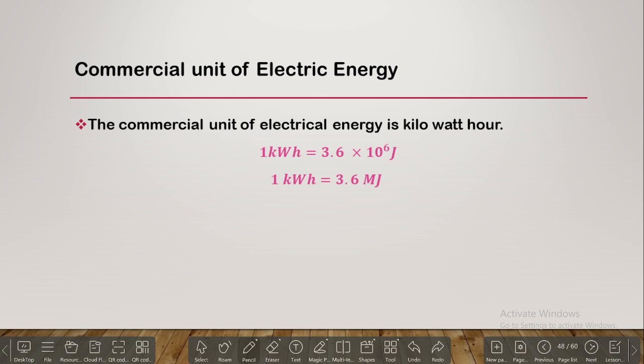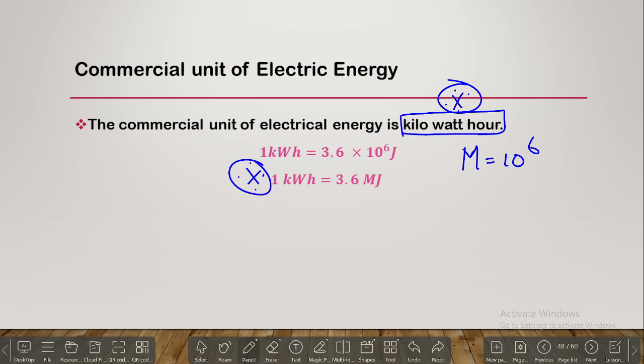Next, the commercial unit of electrical energy. What is the commercial unit of electrical energy? Kilowatt hour. Clear? And 1 kilowatt hour is equal to 3.6 into 10 to the power of 6 joule. Or we can write this 10 to the power of 6 as mega, because the multiplication factor of mega is 10 to the power of 6. So instead of 10 to the power of 6, you can write it as megajoule. Remember this value. While converting, we will be using this one. 1 kilowatt hour is equal to how much joule? 3.6 into 10 to the power of 6 joule.